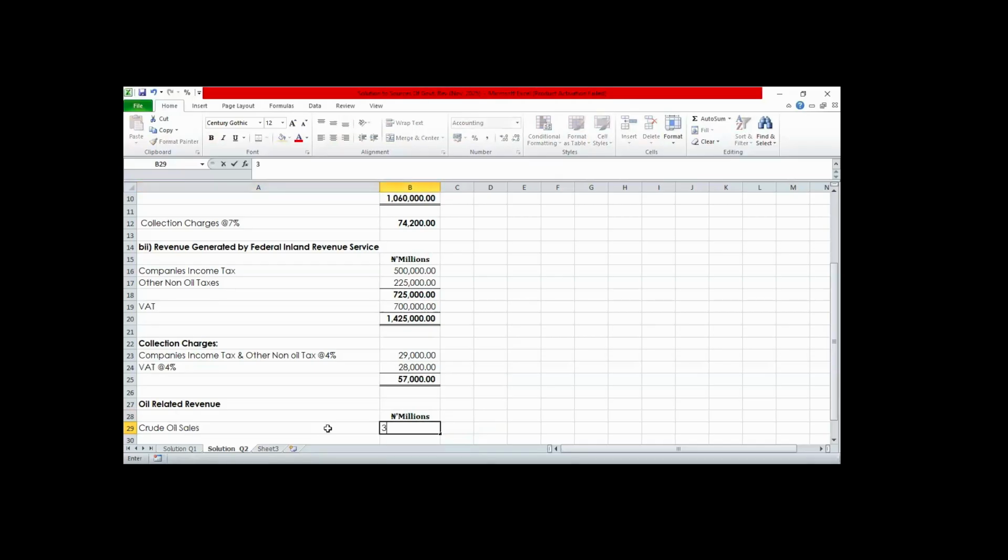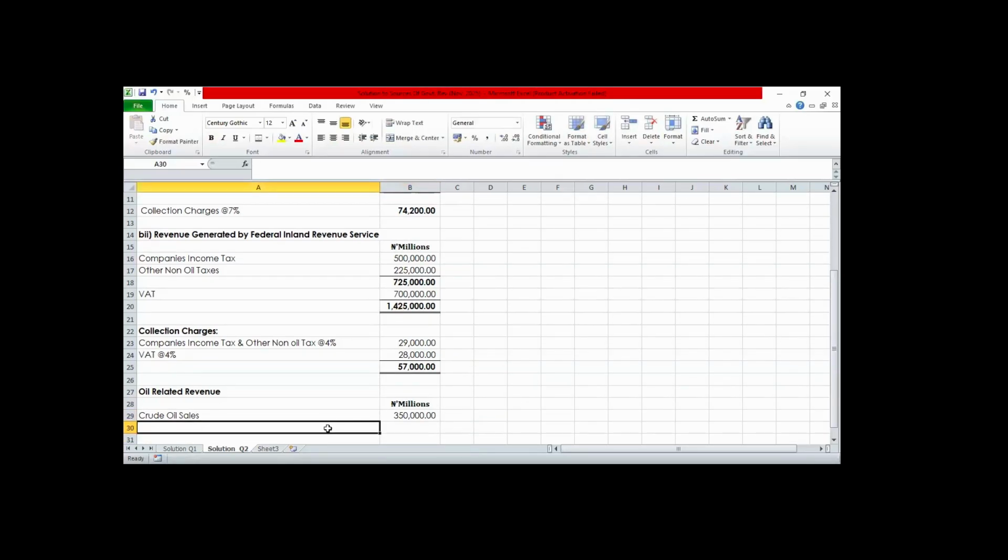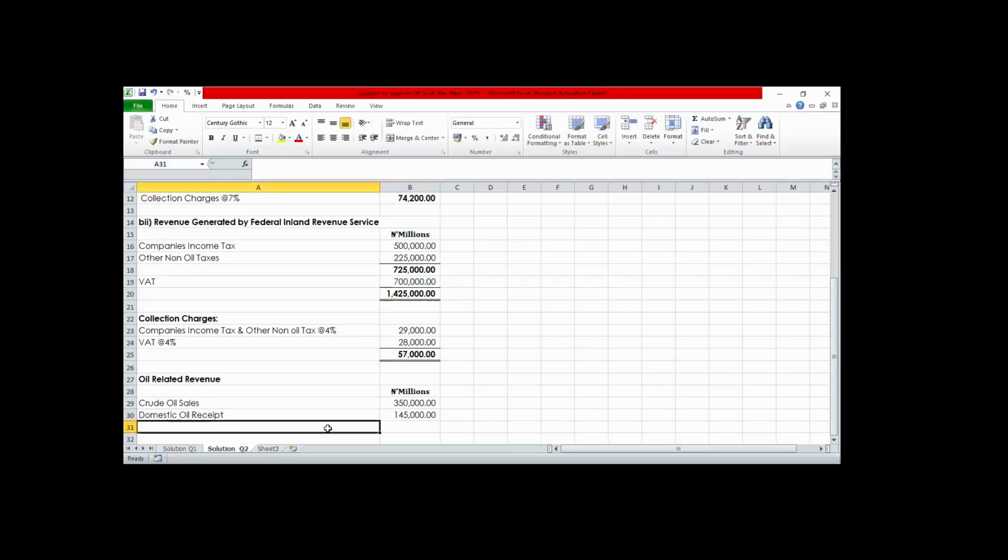Crude oil sales, 350,000. Yes, sir. Domestic oil receipts. How much is that? 445,000. Okay, 445,000.